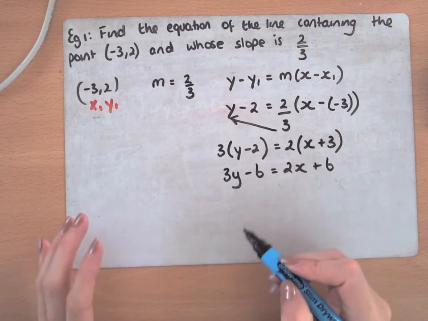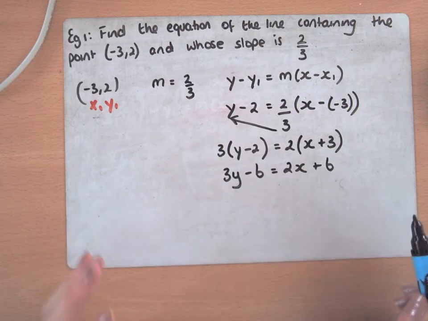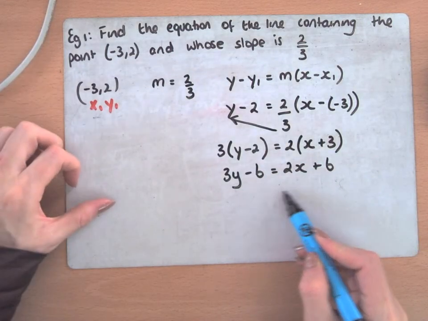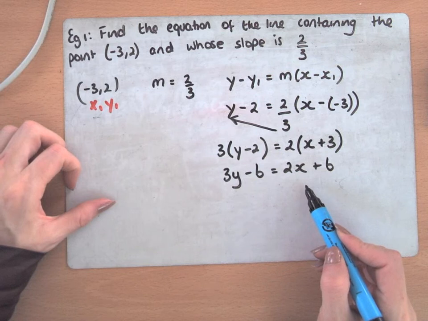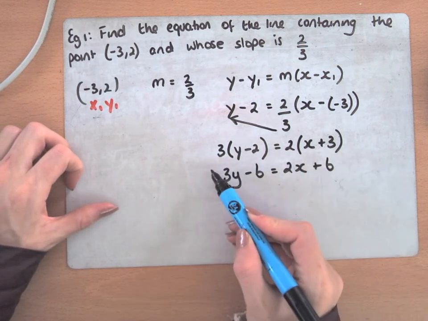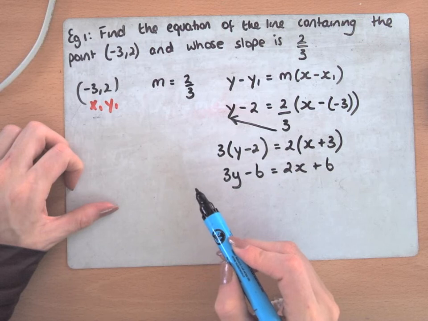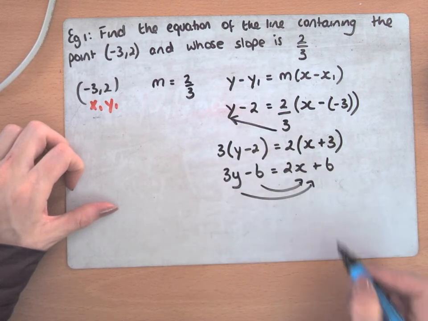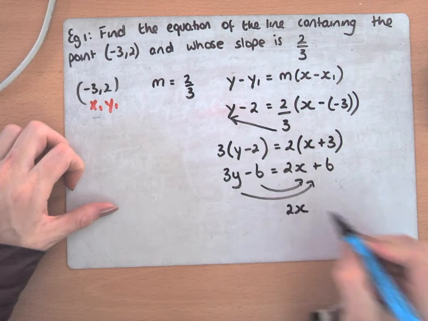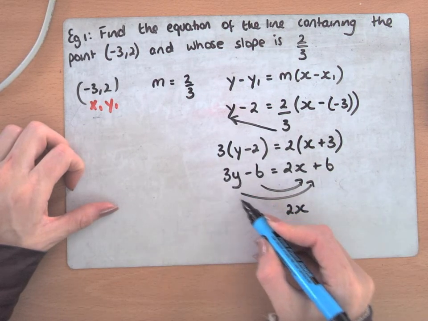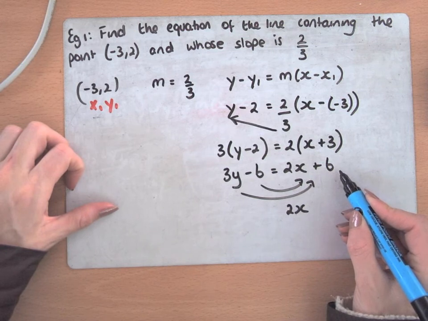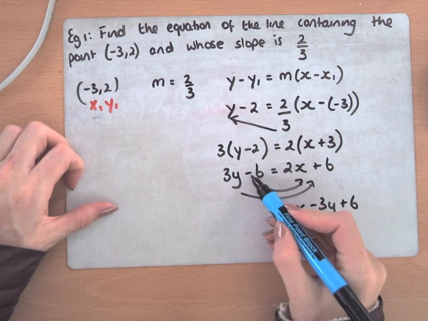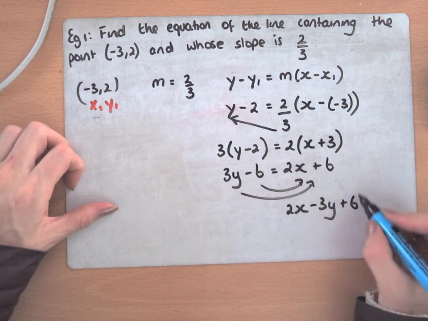So to bring everything to one side, it's up to you what side you want to bring it to. The back of the book will always bring it to where the x will be a plus. So they'll move these over here. If you want to move these over this side, that's totally fine too. Up to you. So what we'd be left with is 2x, 3y comes over becomes minus 3y, plus 6 stays there, minus 6 comes over becomes plus 6.